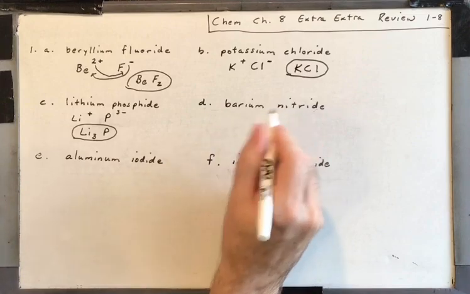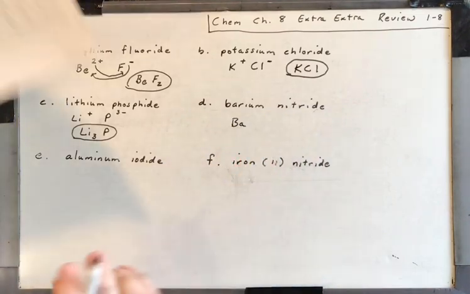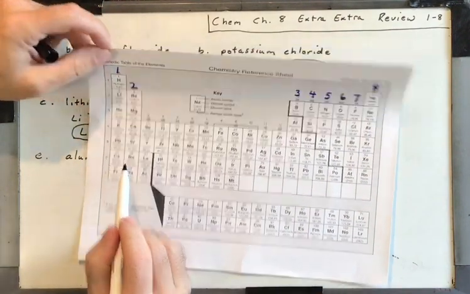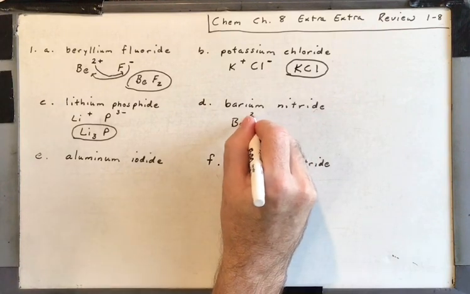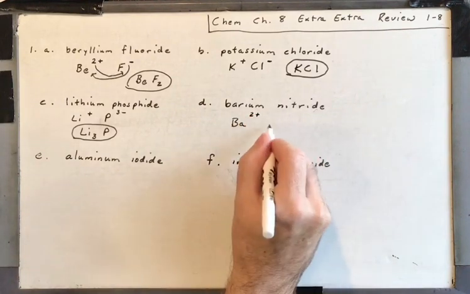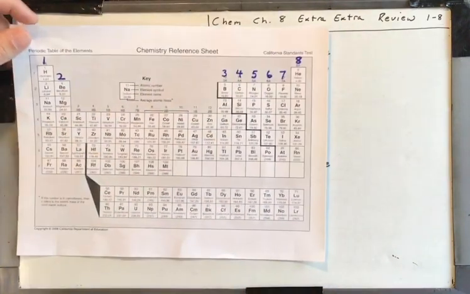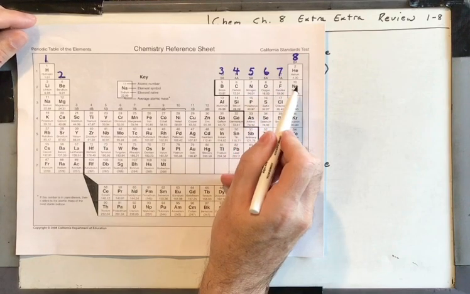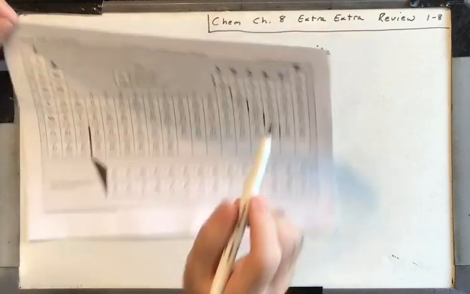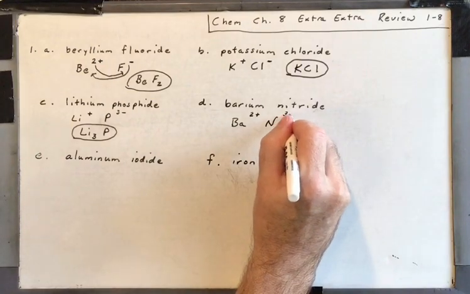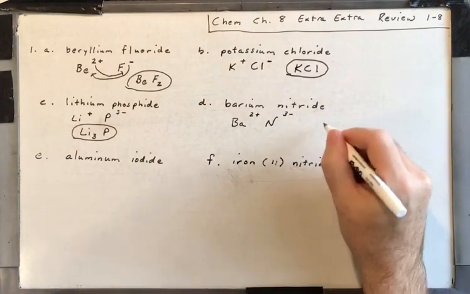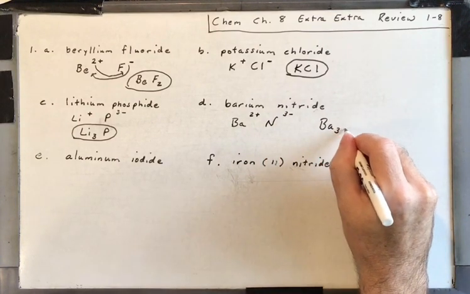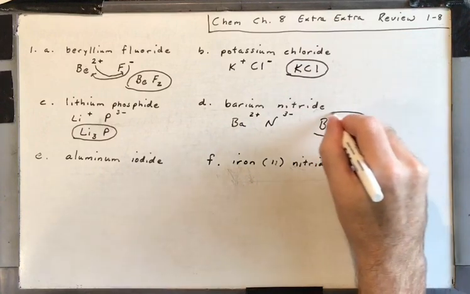All right, barium nitride. So barium, got to find that on the periodic table. Barium's in column 2. It's a metal, wants to give up those 2 electrons since it's a metal. So if it gave up 2 electrons, it'd have a 2+ charge. Nitrogen, just like phosphorus, is in column 5. It wants to gain 1, 2, 3 electrons. Remember, nonmetals want to gain. If it gains 3 negative charges, it would have a 3- charge. So that would be, after we switch, the big switcheroo, it'd be Ba3N2.